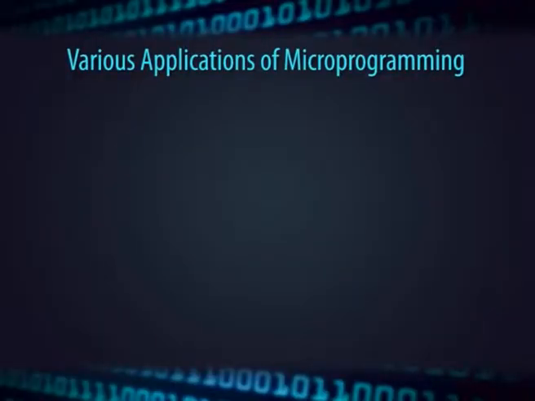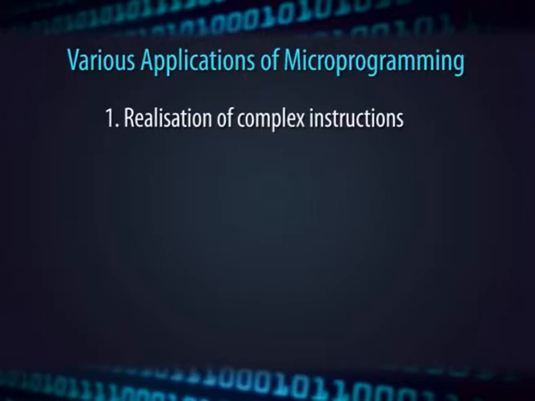Next, we discuss the various applications of microprogramming. Since the evolution of microprogramming in the late 60s, the concept was first applied in the design of the control unit for the CPU. Later, the microprogramming concept has been applied in a variety of applications. The various applications include the realization of complex instructions in the instruction set of the computer. Second is emulation: emulating the hardware of some other machine on the hardware of a new machine is called emulation.